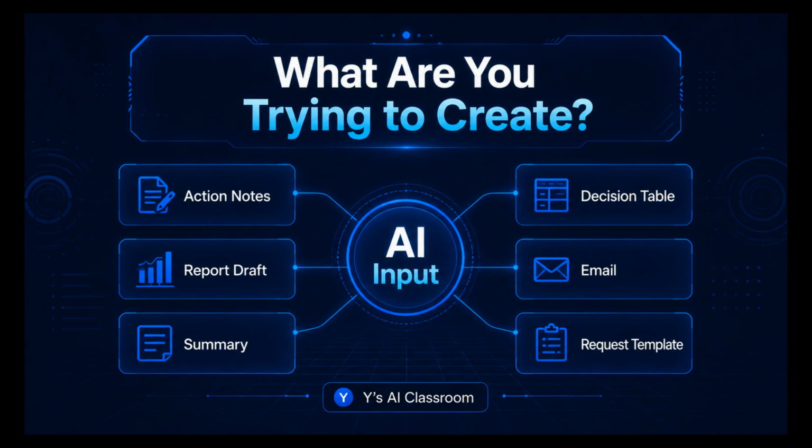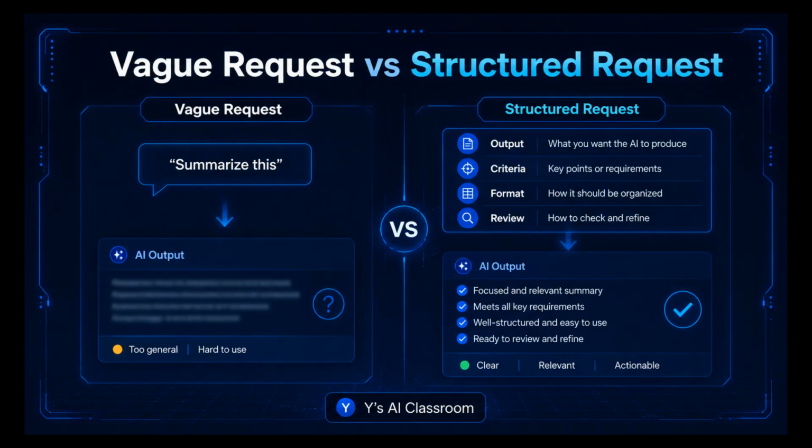If you do not define the output, AI may give a fluent answer, but the result may not fit the real work situation. A vague request creates a vague result. Summarize this may produce a general summary, but it may miss the real purpose. A structured request tells AI what to create, what to focus on, how to organize it, and how the result should be checked. The difference is not just wording, the difference is structure.